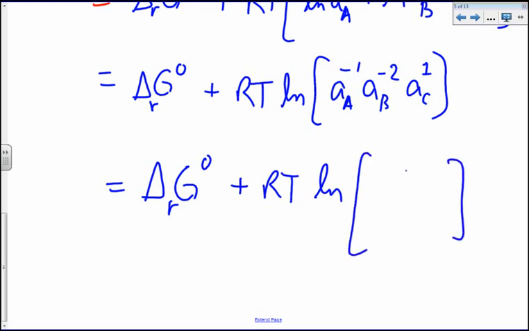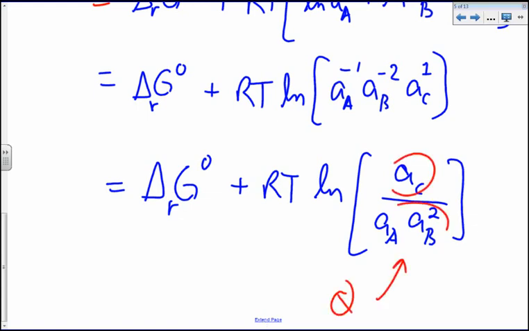I can write activity of C raised to the power 1 over activity of A raised to the power 1 times activity of B squared. And this is what you call your reaction quotient. Activity of products over activity of reactants, multiply them in the numerator and in the denominator, but raise each one to a power corresponding to its coefficient in the balanced equation.